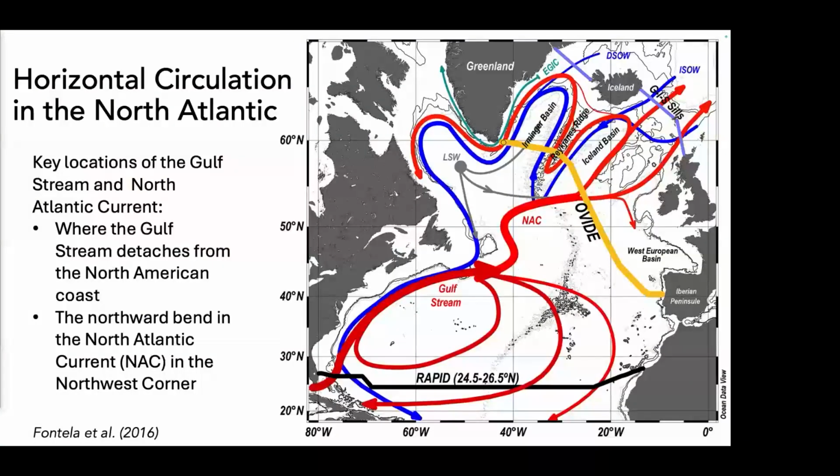So let's orient ourselves in the North Atlantic. Here's the horizontal circulation. The red arrows on top are the upper ocean circulation. The blue is the deep circulation. So you've got the subtropical gyre and the subpolar gyre here.